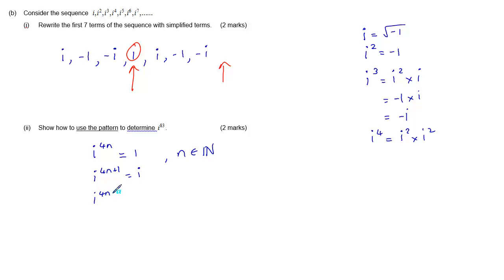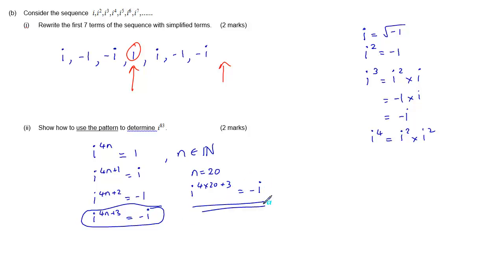i to the 4n plus 2 is going to be negative 1. i to the 4n plus 3 is negative i. And if we have n equals 20, that's i to the 4 times 20, add 3, so it's one of these ones, which is negative i. Now you didn't need to get as technical as I have here, you just needed to show that you were using the pattern.